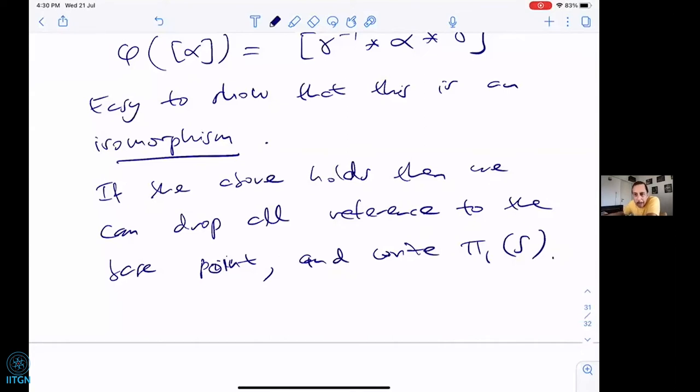Dhruv, how can a path be open? I didn't understand that question. Why shouldn't a path be open? Open, okay.